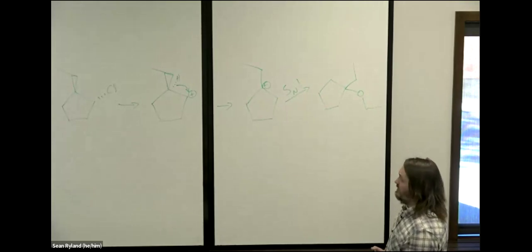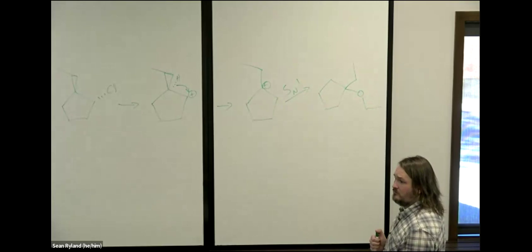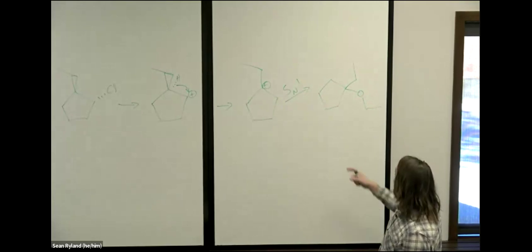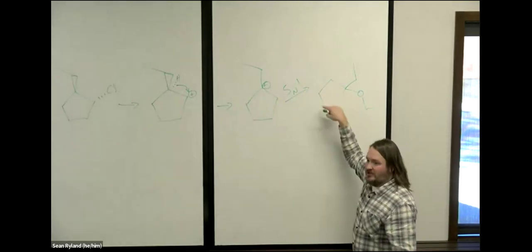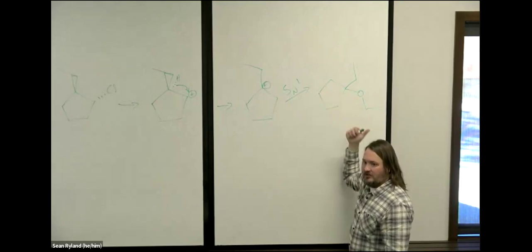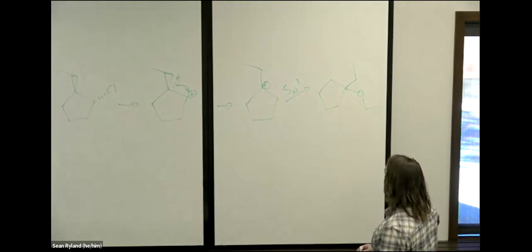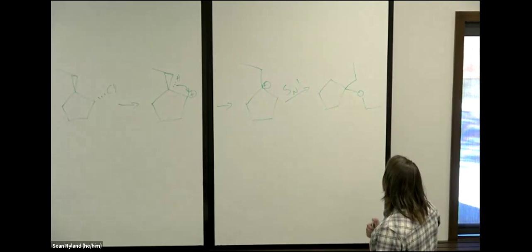We need to worry about stereochemistry? No. We wind up with two identical substituents. Both directions around the ring are identical. So no worrying about R plus S.